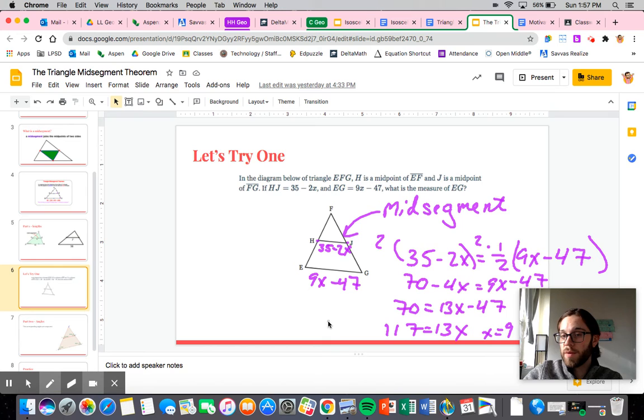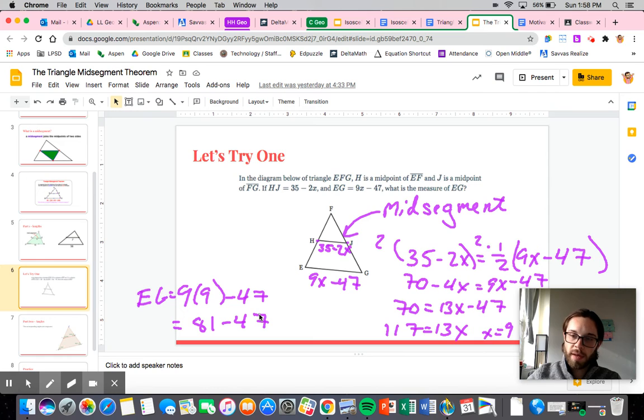Well, I can do one of two things. I can either plug it in here and just get it right away, or I can plug it in here and then multiply it by 2. It's really just a matter of whichever method we prefer. So if I plug it in here, I would get 9 times 9 minus 47, and that's what EG is equal to. So 81 minus 47 is going to be equal to 34.